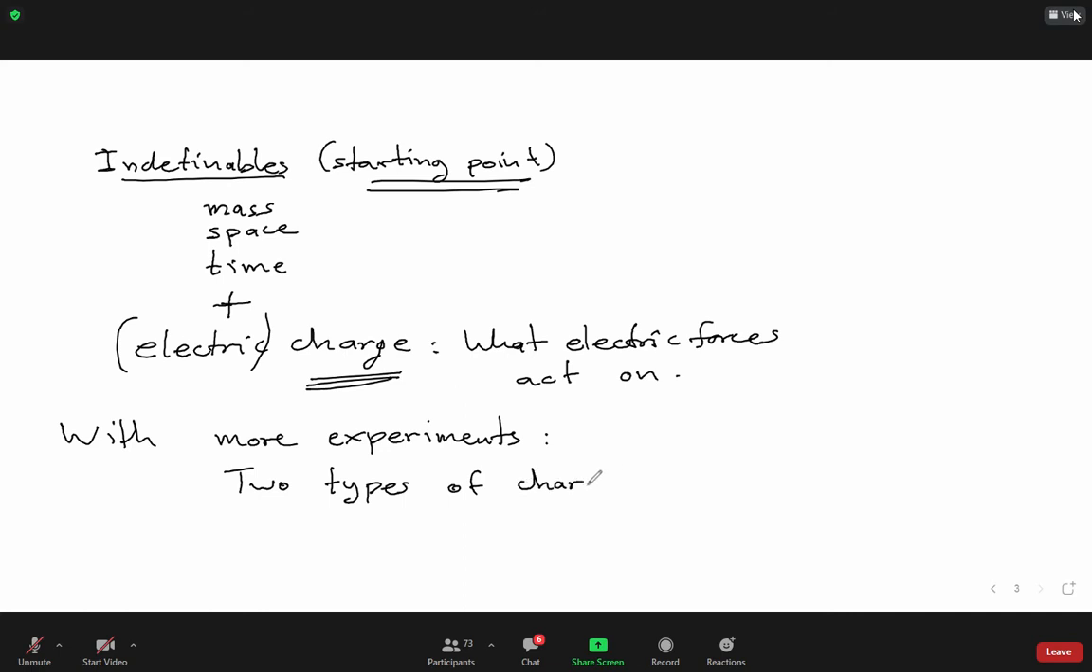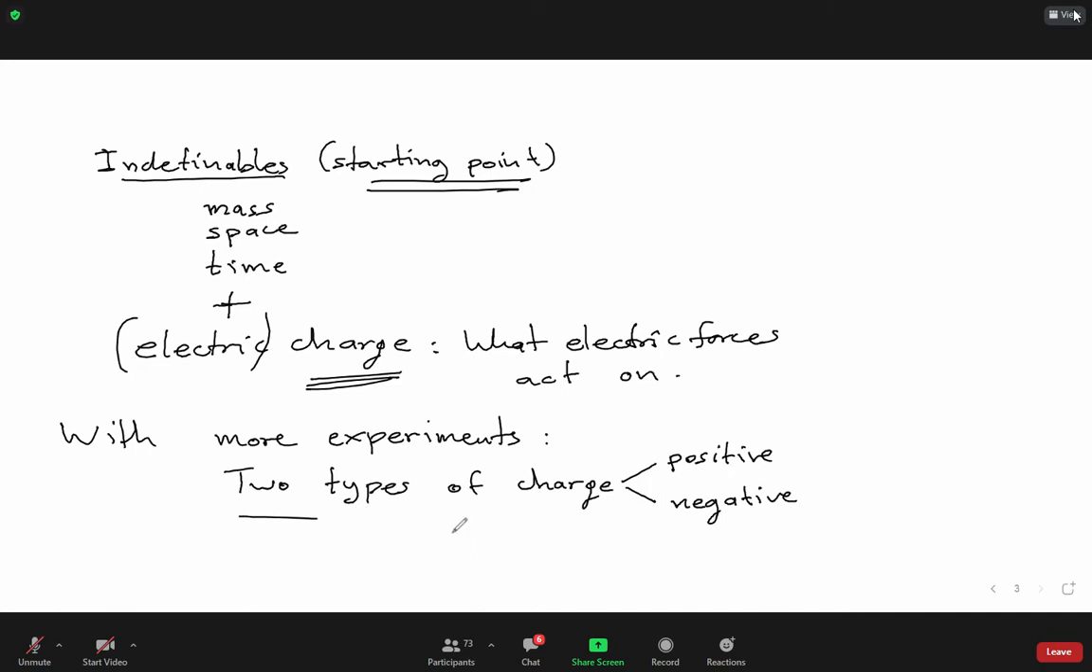Which, for convenience and rather arbitrarily, are called positive and negative. Although there's nothing inherently positive or negative about either one of them. These are names, right? Interestingly, there are two types, not 3 or 4 or 1. Somehow it just happens to be 2.